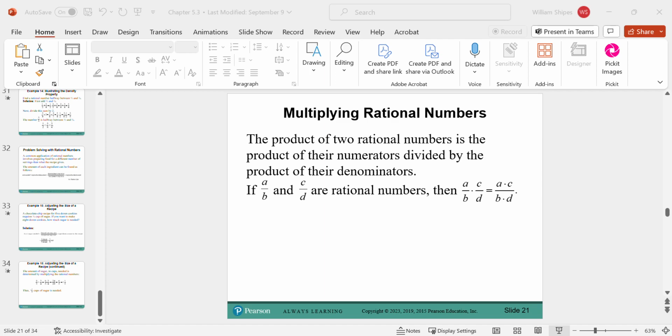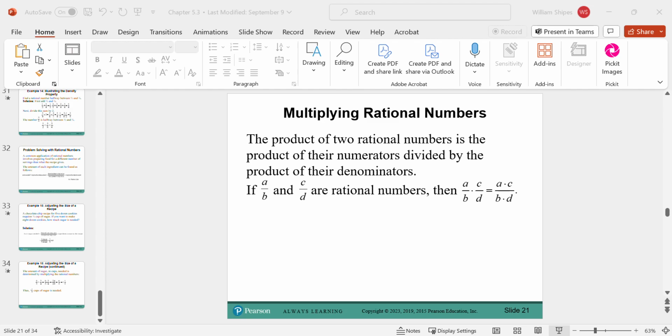The product of two rational numbers is the product of their numerators divided by the product of their denominators. If a over b and c over d are rational numbers, then a over b times c over d is equivalent to a times c over b times d.